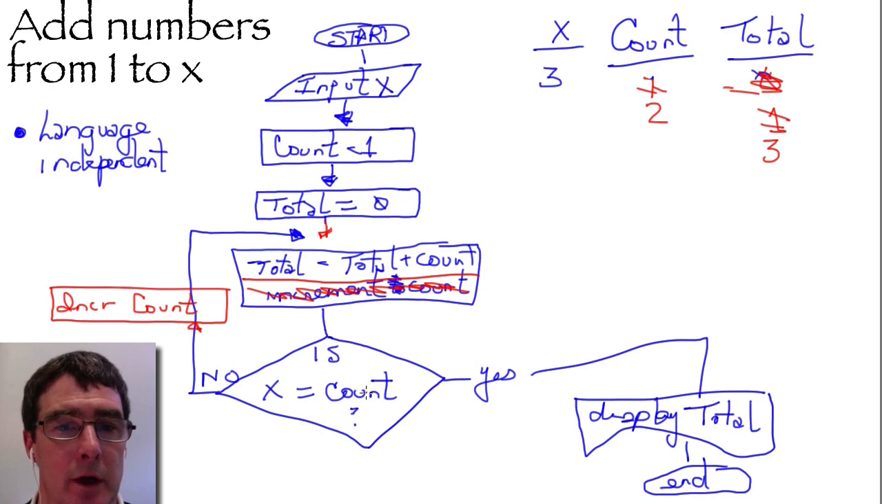I'm going to go down. Is x equal to count? No, it's not. I'm going to increment the count to 3. I'm now going to do total equals total plus count. Total plus count is 6.